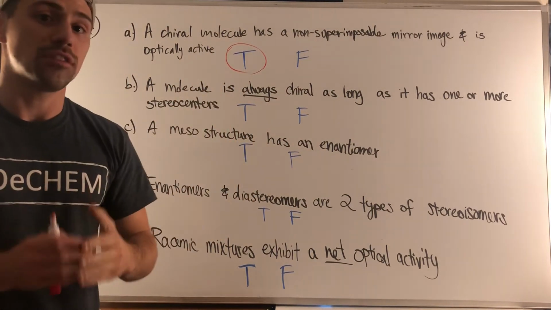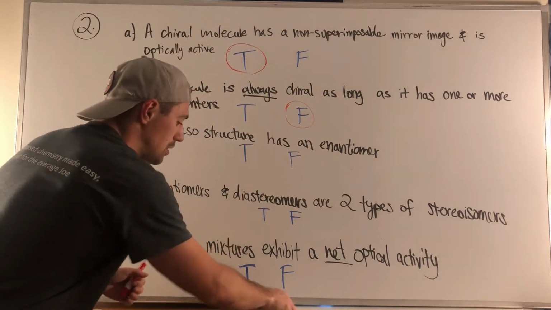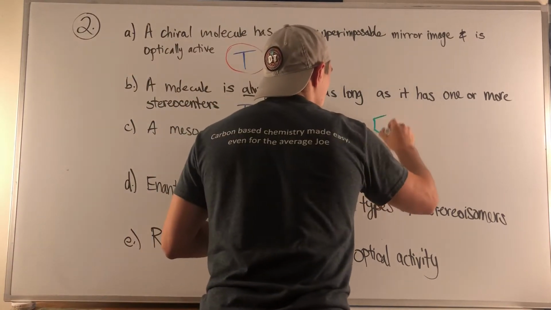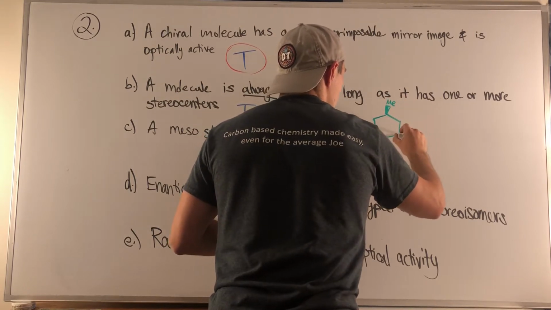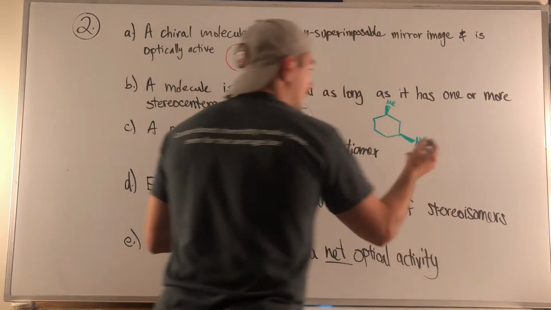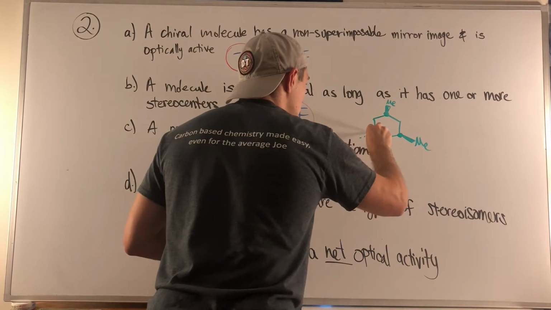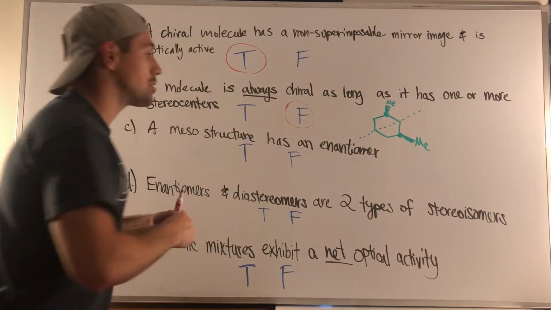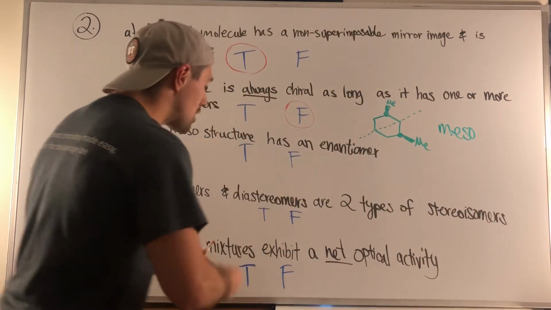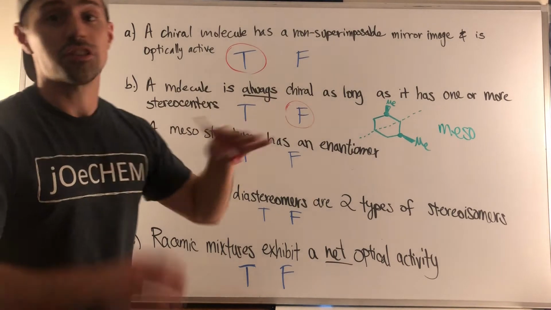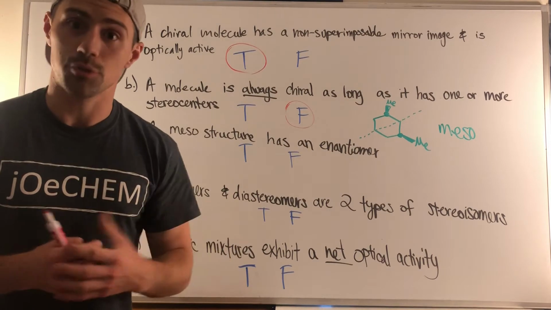B: a molecule is always chiral as long as it has one or more stereocenters. This one I feel could be the most confusing, but it's false. I'll give you an example. If you have something like this, methyl and methyl, gang, this is a stereocenter and this is a stereocenter. However, this molecule has a plane of symmetry. And when you have a plane of symmetry, you are not chiral. This is what is called a meso structure, and we've talked about that before. So just because you have stereocenters does not ensure chirality. You need to not have a plane of symmetry in your molecule.